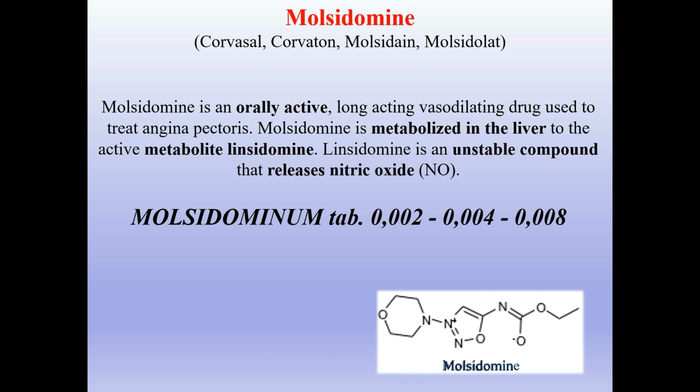One more representative is molsidomine. Trade names: Corvasal, Corvaton, Molsidain, Molsidolat. Molsidomine is an orally active, long-acting vasodilating drug used to treat angina pectoris. Molsidomine is metabolized in the liver to the active metabolite linsidomine. Linsidomine is an unstable compound that releases nitric oxide. Molsidomine tablets: 0.002, 0.004, and 0.008 grams. And here you can see the picture of it.